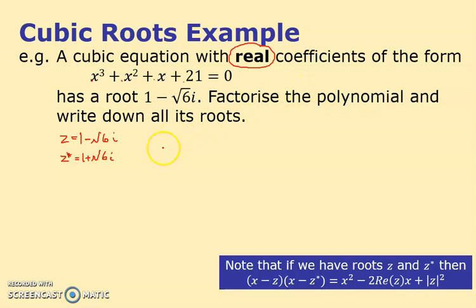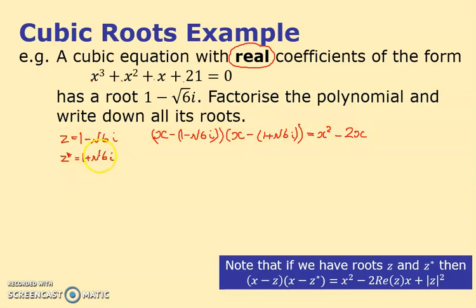Now, in order to factorize the polynomial, one thing I'm going to have to do is multiply these out, a bit like I just did, using this trick down here again. So I'll do x minus it. So x minus 1 minus root 6i, put that in the bracket. And I'm going to times that by x minus 1 plus root 6i. Put it in the bracket. And when I multiply it out, I will know I'll get x squared minus 2 times the real part. What's the real part? The real part is just 1, so minus 2x.